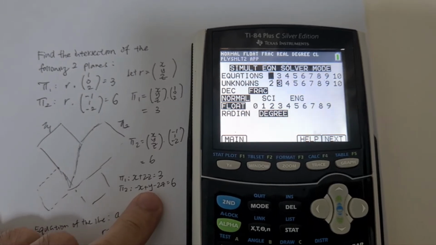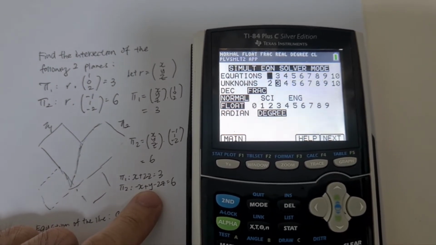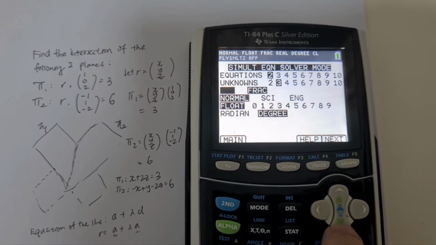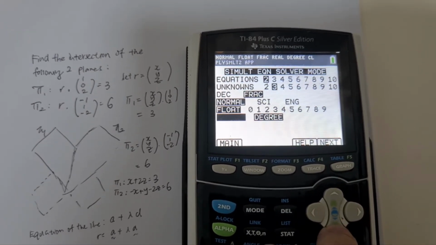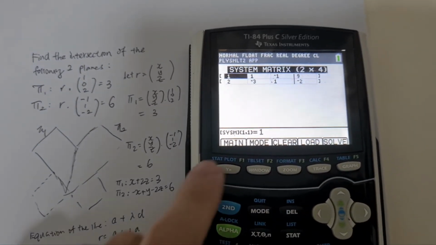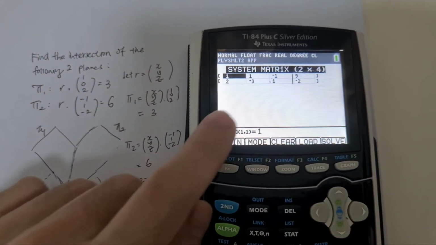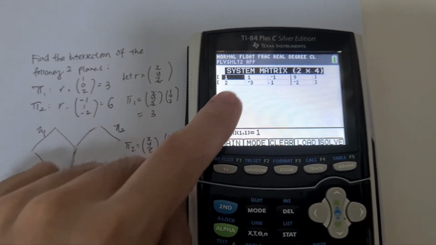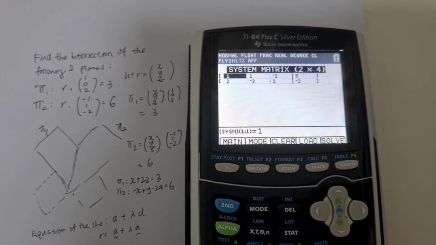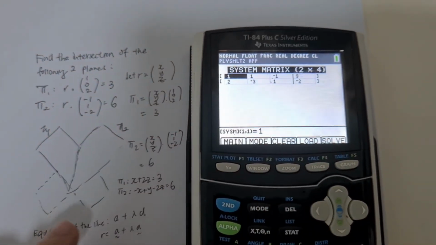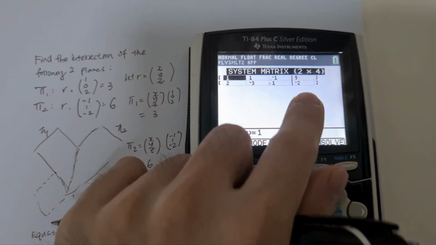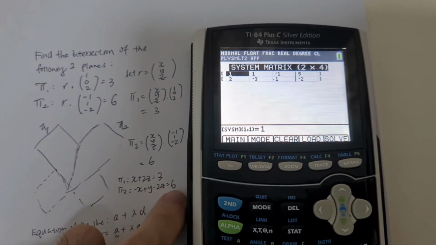For this particular question, we have two equations but three unknowns, and the rest is as it is. Then we click next, and we have to key in accordingly. The first column corresponds to the coefficient of x, the second column represents the coefficient of y, the third column represents the coefficient of z, and the last column represents the values down here.